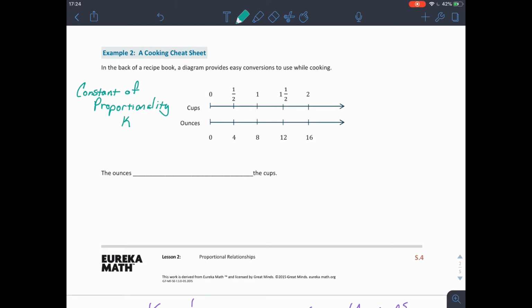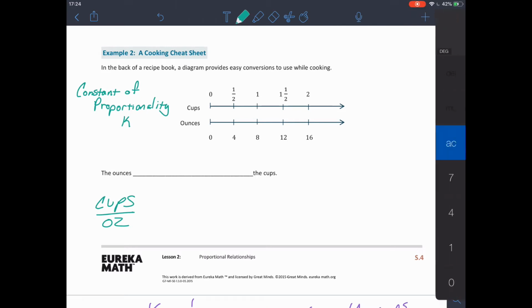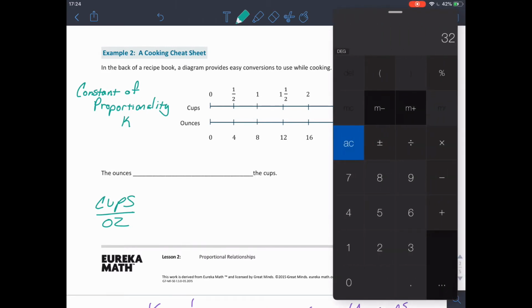So let's look at the rest of our numbers here. All we need to do is set up our ratios and see if they have the same unit rate. So to do that, I'm going to take my cups and divide them by my ounces. So all I need to do then is for my first pair of numbers after my zeros, my half and my 4, I'm going to take half and divide it by 4 and get a unit rate of 0.125, 125 thousandths. So that's 1/2 divided by 4, 0.125.